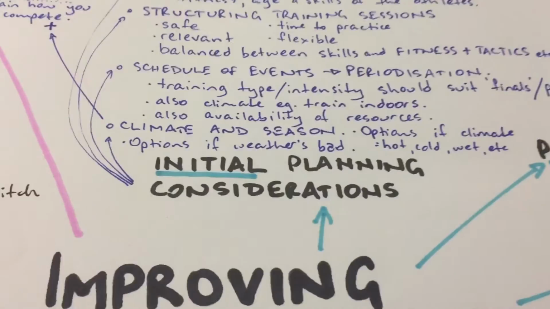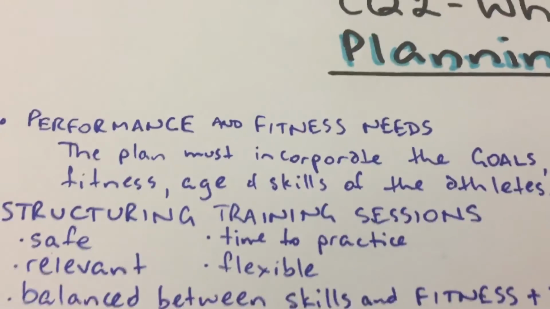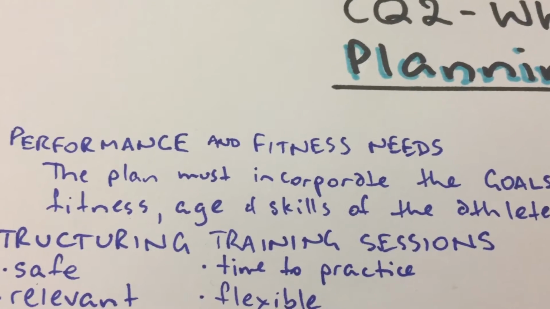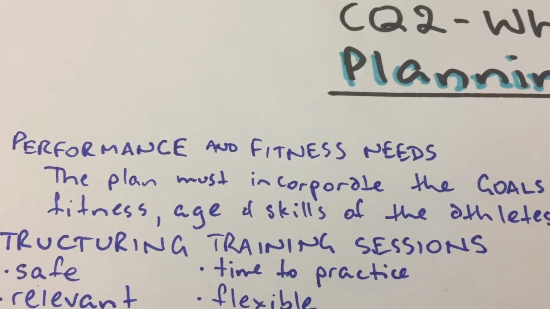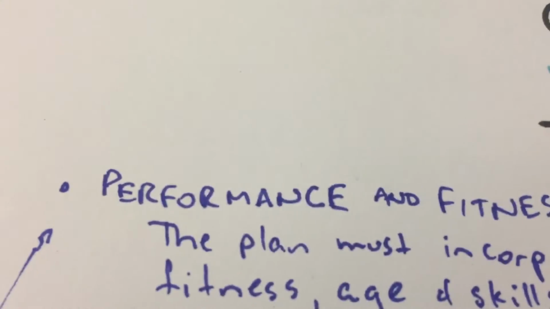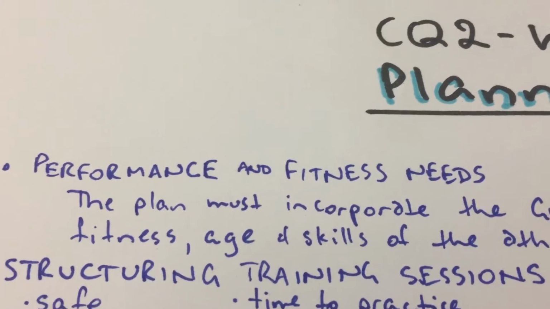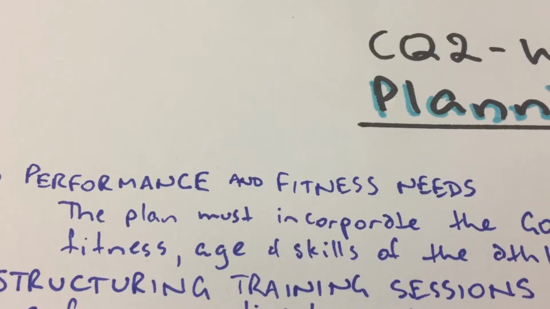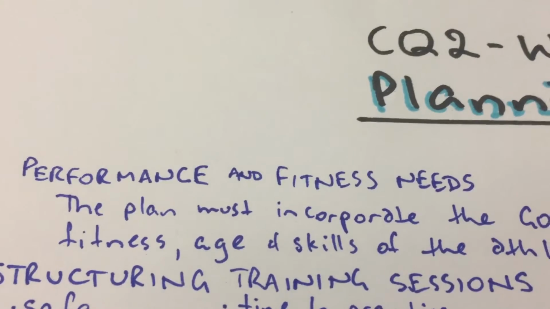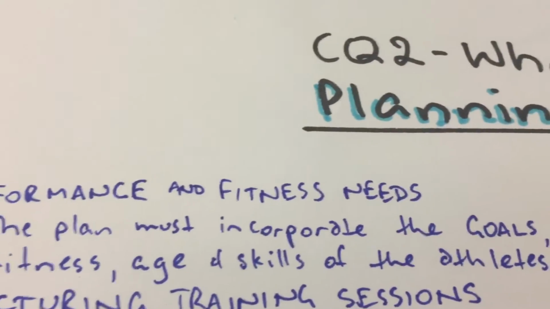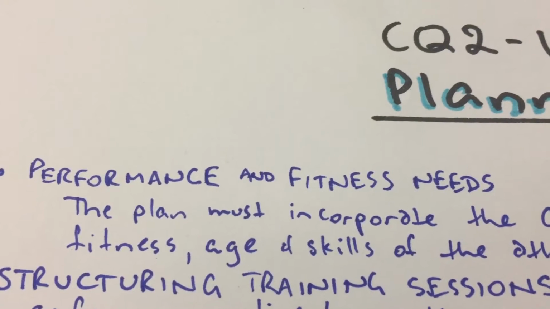All right, so if we look at that first one, initial planning considerations, things that we need to consider when we're planning our training session, the performance and fitness needs of the athletes. So we may have a new little 5-year-old who's starting a sport for the first time and their performance is very low and their fitness is fairly low. Then we might have a teenager or a representative player whose performance is going to be higher and their fitness needs will be greater. And then we might have an elite athlete who's going to be performing at a high level and their fitness needs will be very high. So we need to take those things into account when planning the training session.